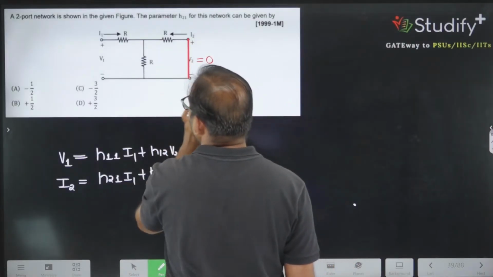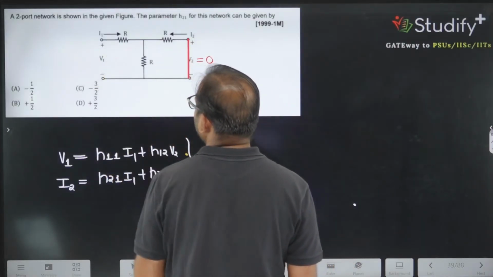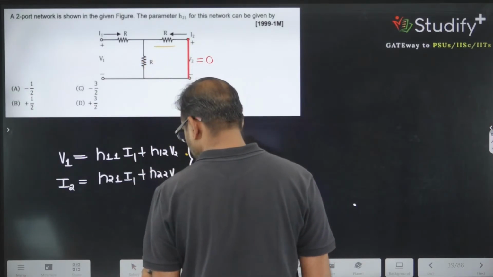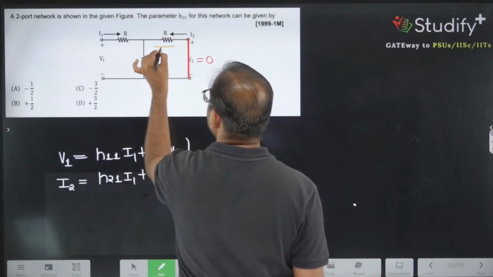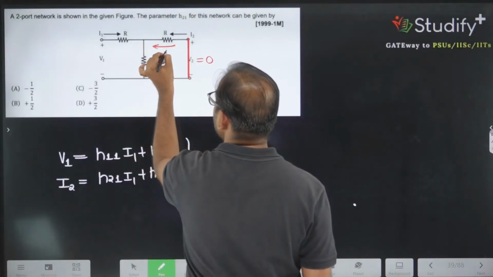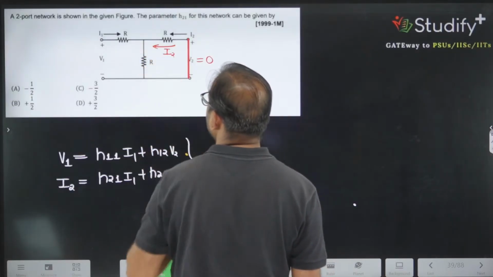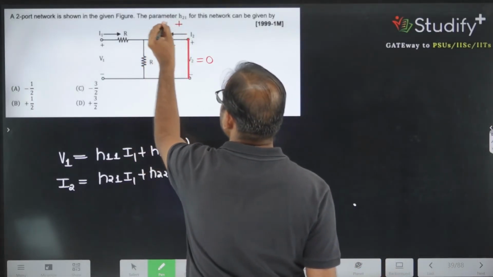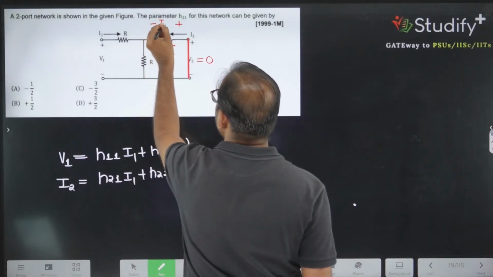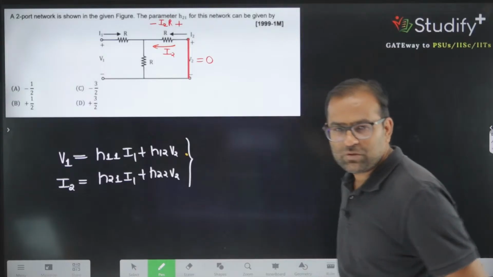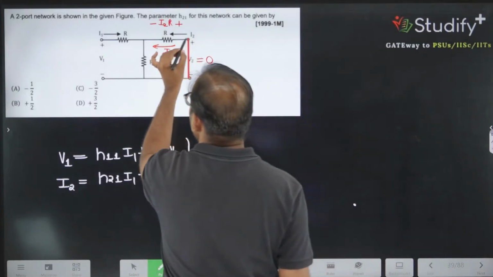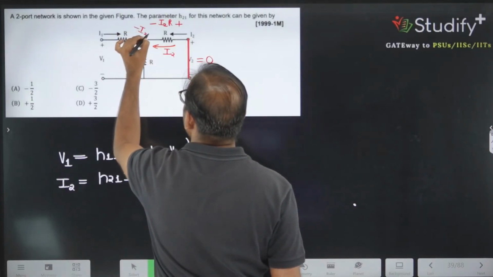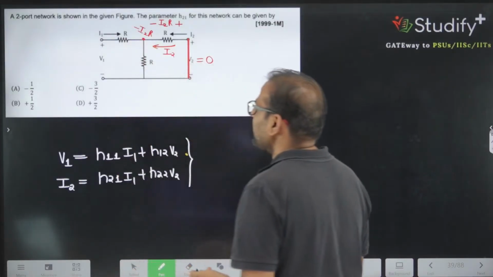If this value is 0 and this value is I1, can I say this current is also I2? Correct? If this current is I2, what is the potential drop here? The potential drop here is plus minus I2 into R. Yes or no? This is the potential drop. If this potential is 0, this potential will be minus I2 into R.